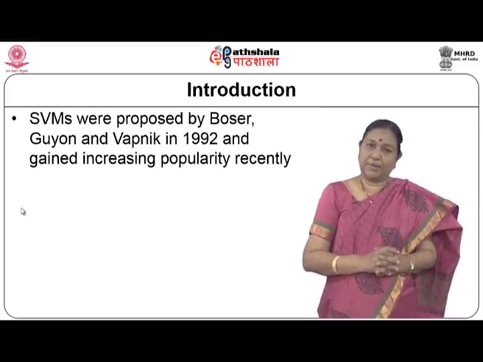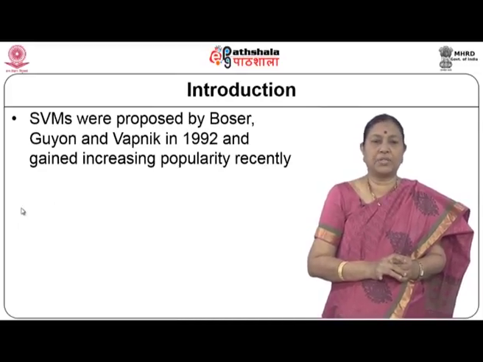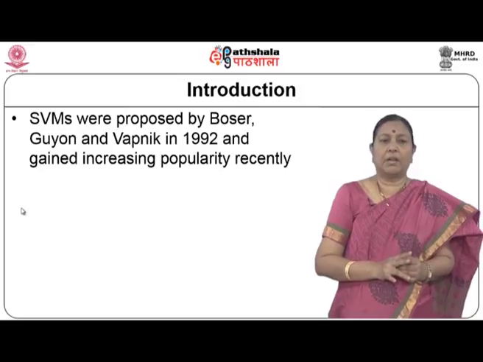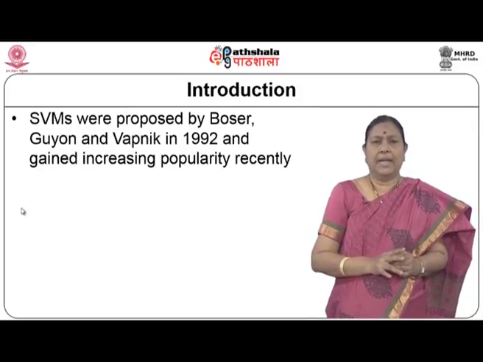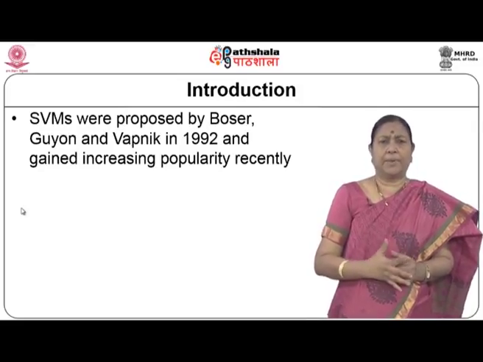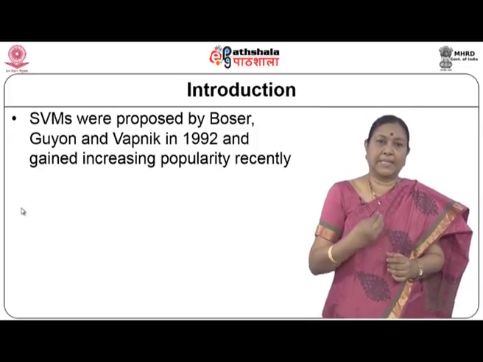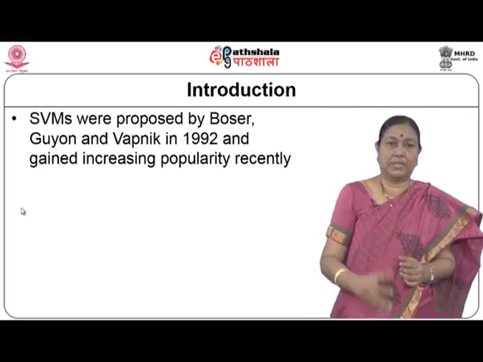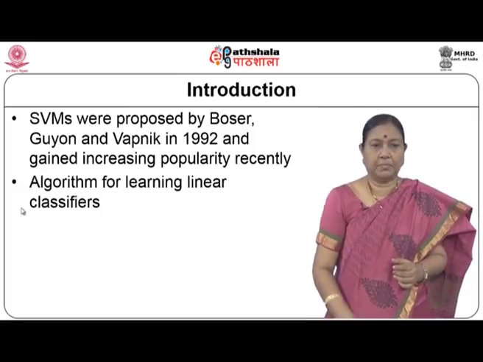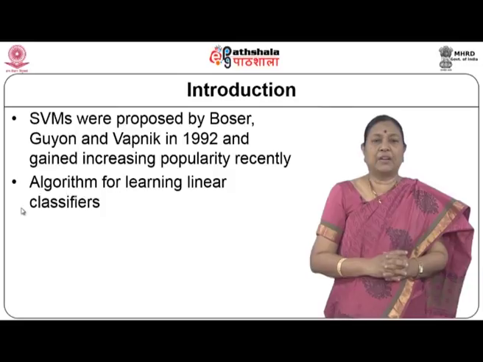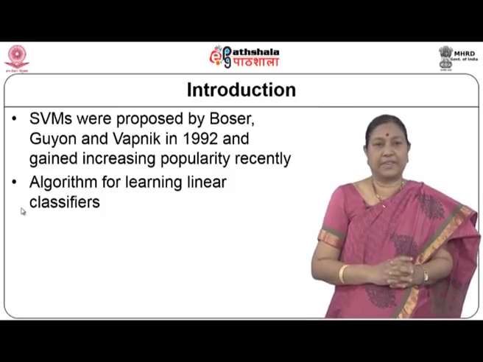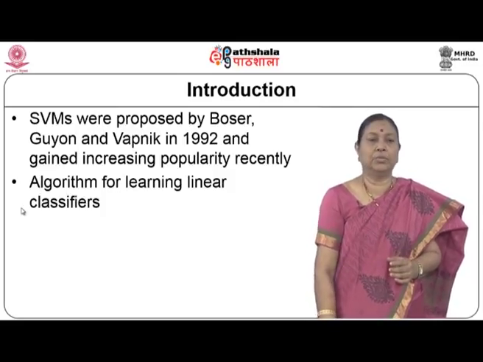So, let us look at the introduction. Support vector machines, or SVM, were proposed by Boser, Guyon and Vapnik in 1992, and today it is gaining increasing popularity, especially recently. Most of the baseline methods start with support vector machines. Basically, it is an algorithm for learning linear classifiers. That is how it started off in 1992.